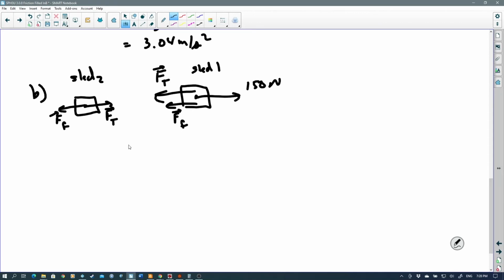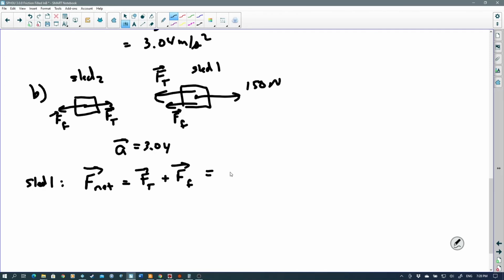So we know that the acceleration for both of these sleds is 3.04 meters per second squared in the positive direction. Okay. We know that the net force on sled 1 is equal to the tension force, which is to the right, plus the friction force, which is to the left, and that is equal to the mass times the acceleration of the system.